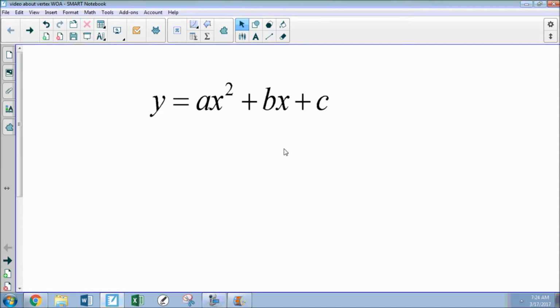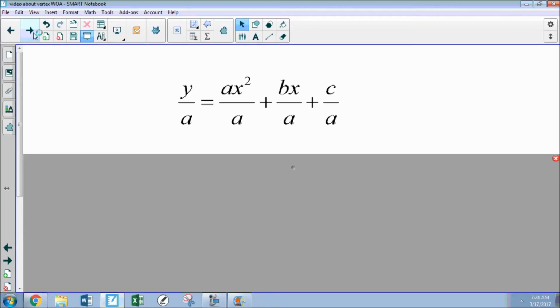All right, hello everybody. We are going to talk about the Vertex work of art today. The Vertex work of art is due tomorrow, and it deals with finding the vertex in a general form of a parabola. So here we go. We've got our general form of the parabola, y equals ax squared plus bx plus c. And now what we have to do is complete the square to put this into vertex form. So let's check out how we would do that.